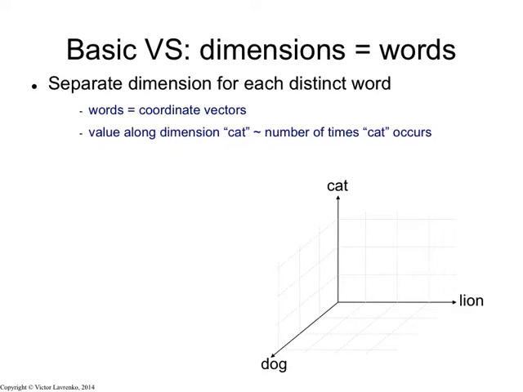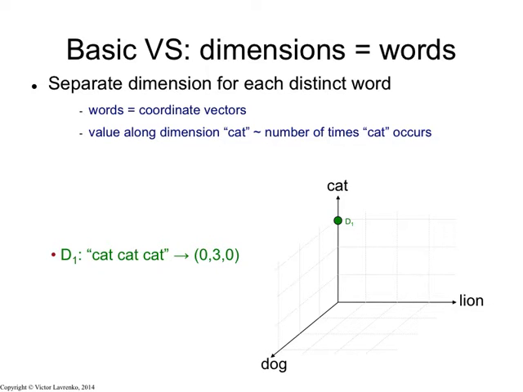So that's our vector space. We have 3 dimensions for our 3 vocabulary terms, and the 3 vocabulary terms are our coordinate vectors, x, y, and z. Now if we have some documents, we have to figure out a way to project a document, which is a string of words, a sequence of words, into that space. How do we do that?